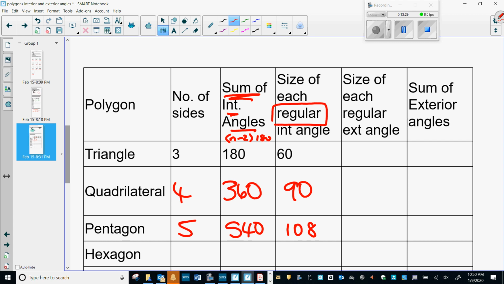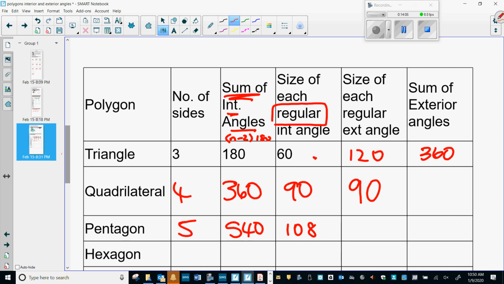Now, the size of each regular exterior angle. If I know my interior angle was 60, what's my exterior angle going to be? 120. And I want to know the sum of the exterior angles. How am I going to know that? Times by the number of sides. So we've got 120 multiplied by 3, which gives me 360. You've got 90 here. What would be my exterior angle if this was 90? 90. And then you multiply that by 4 to find the sum of them.